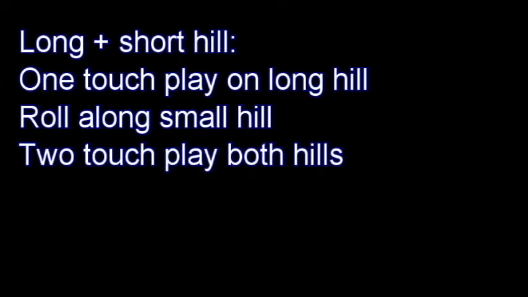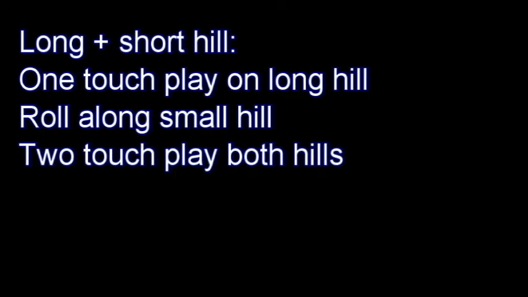There are normally two kinds of these hill combinations where you can use basic playing. The first combination is one long plus one short hill. There are three general ways of playing those hill combinations. The first one is a one-touch play: play up the long hill and then get the ball out towards the hole.